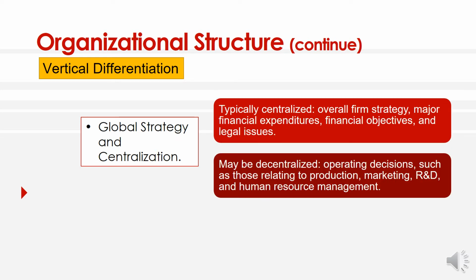Organizational structure continues on vertical differentiation, but this slide is more on global strategy and centralization. Decisions are typically centralized because of overall firm strategy, major financial expenditures, financial objectives, and legal issues. Operating decisions, such as those relating to production, marketing, R&D, research and development, and human resource management, are typically decentralized in international organizations.